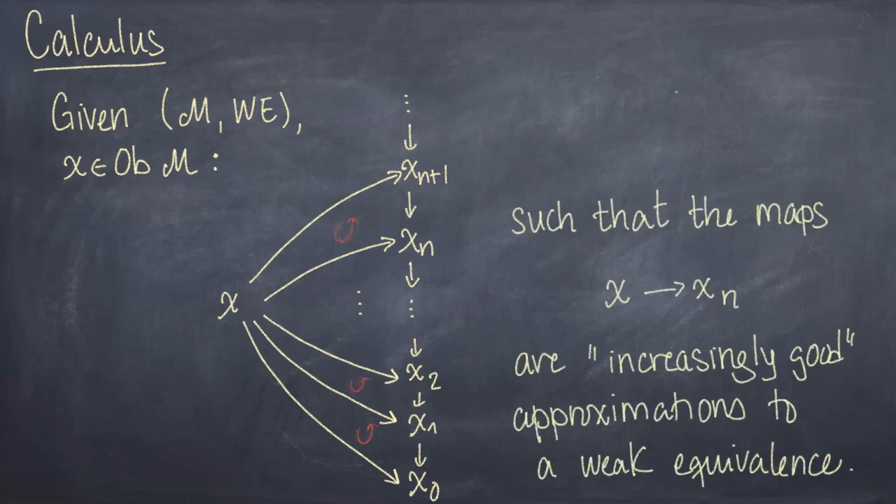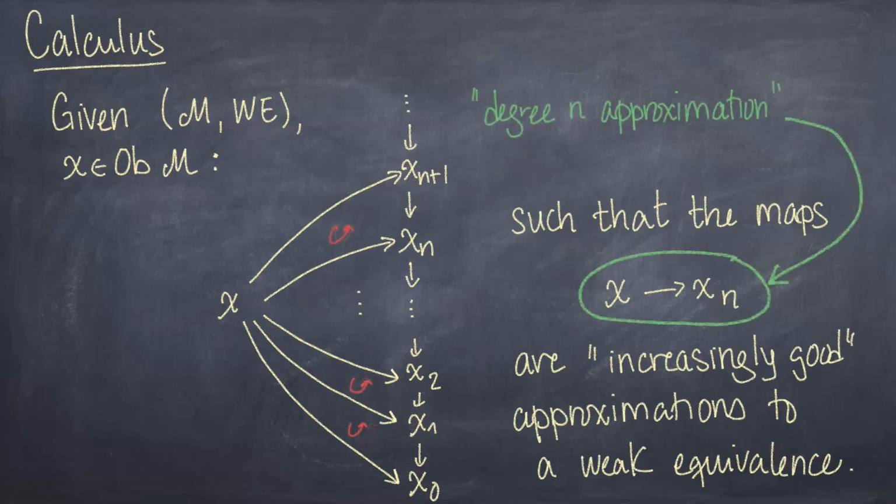And the idea is that each successive map from X to Xn should be an increasingly good approximation, increasingly close to being a weak equivalence. The morphism from X to Xn we'll think of as having some degree n of approximation. The idea is an analog of taking Taylor polynomial approximations to functions, where we're doing finer and finer approximations as we go up this tower.